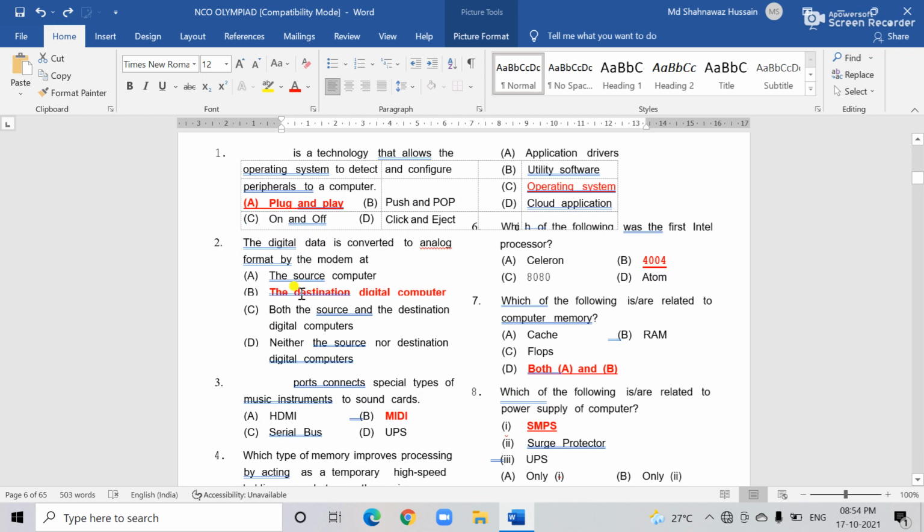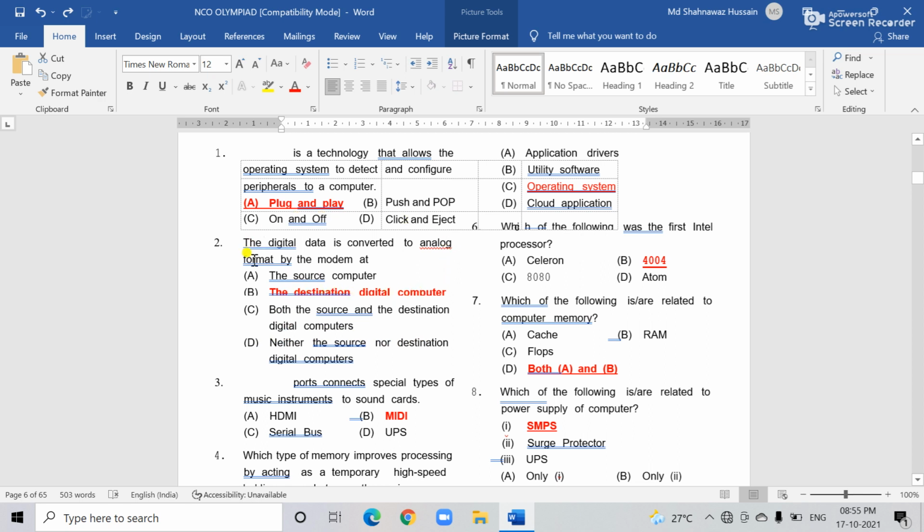The second question is, digital data is converted to analog format by the modem at. Again I am repeating the question. The four options are: the source computer, the destination digital computer, both source and destination digital computers, and the last is neither the source nor the destination digital computers. The correct answer is the destination digital computers.